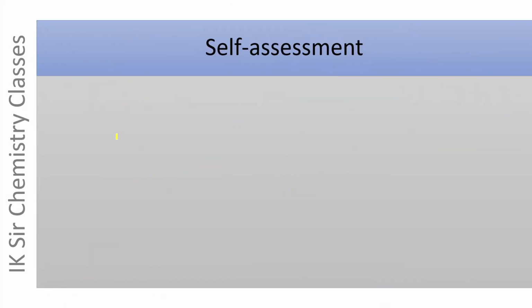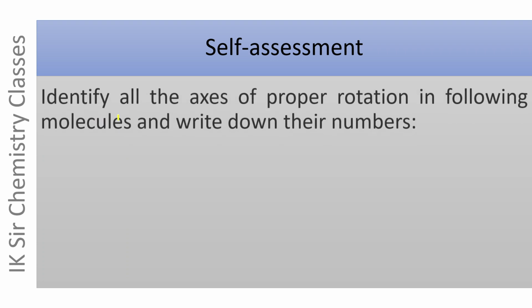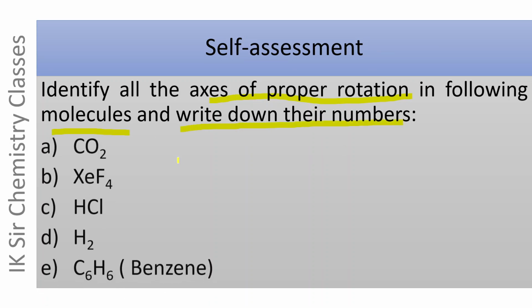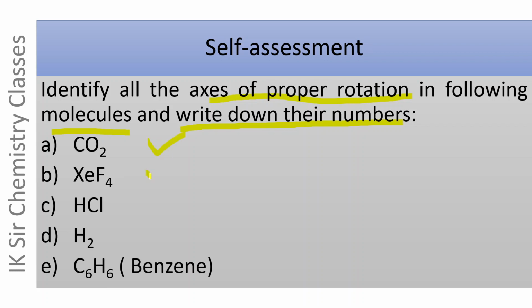Now the time for another self-assessment. Identify all the axes of proper rotation in the following molecules and write down their numbers: CO2, HCl, H2 and benzene. Please find out all the axes of proper rotation in these molecules and write down their numbers also.